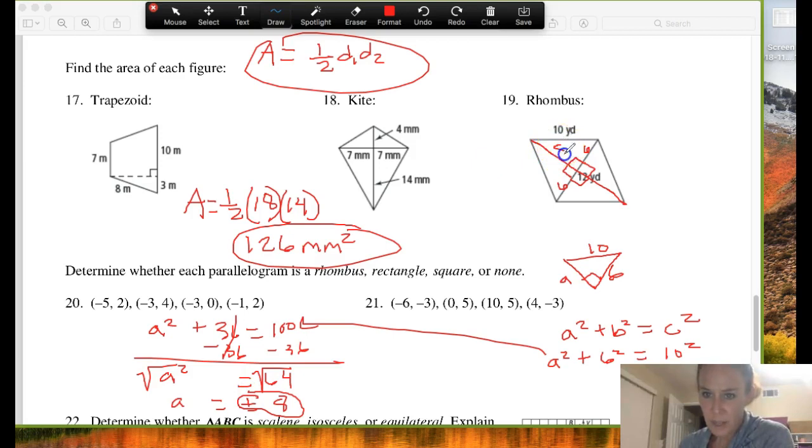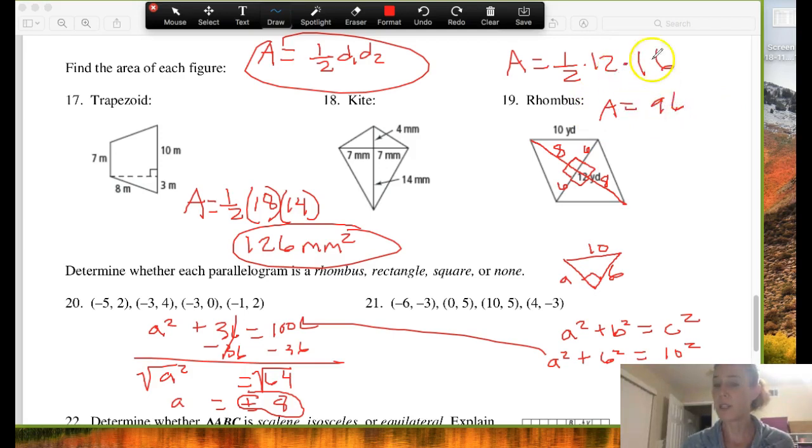Here it is, 8. So if that's 8, this is also 8. Now I can use this formula. Area equals 1/2. Diagonal 1 is 6 plus 6, or 12, times diagonal 2 is 8 plus 8, or 16. And then just do this. Half of 12 is 6, and then I'm going to go 6 times 16, which is 96. So the area is 96. And then I had yards here and yards here, so I have yards squared.